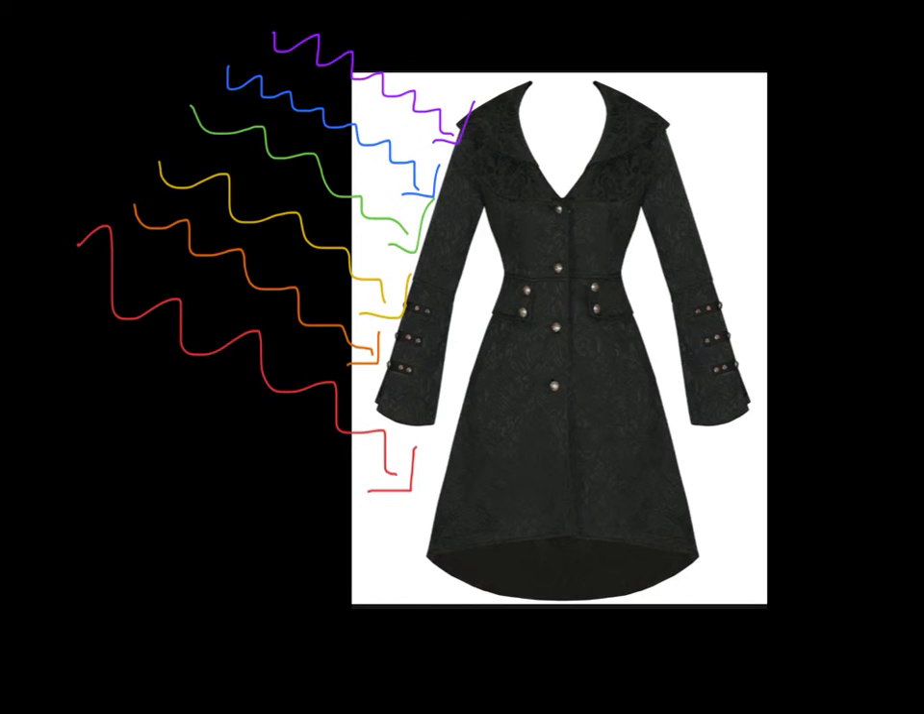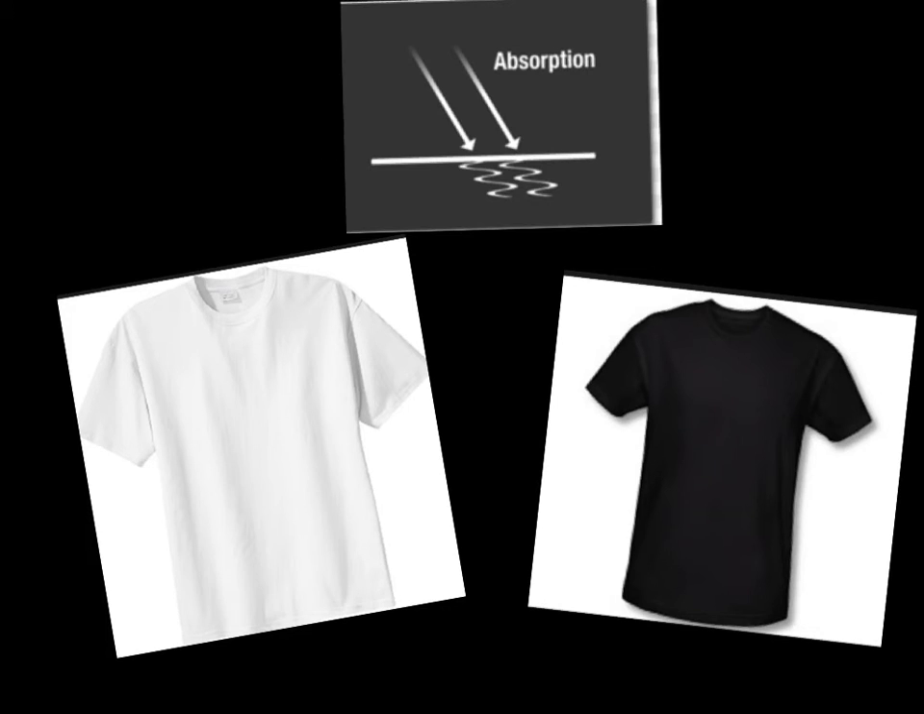The opposite happens when we see black objects. Black is the absence of color reaching our eye. All of the wavelengths are being absorbed. White objects reflect all colors back to the eye. Black objects absorb all colors.